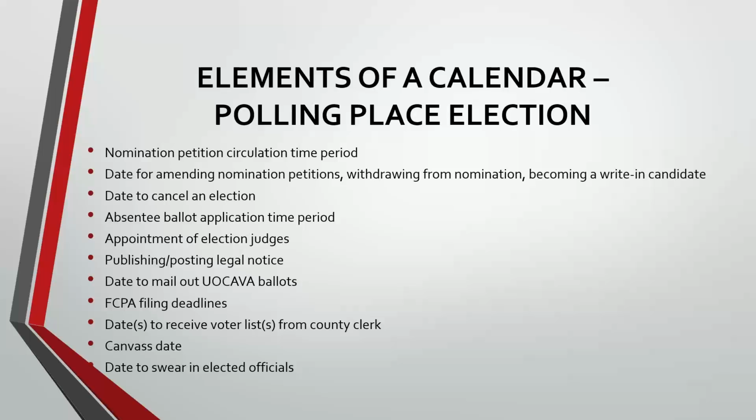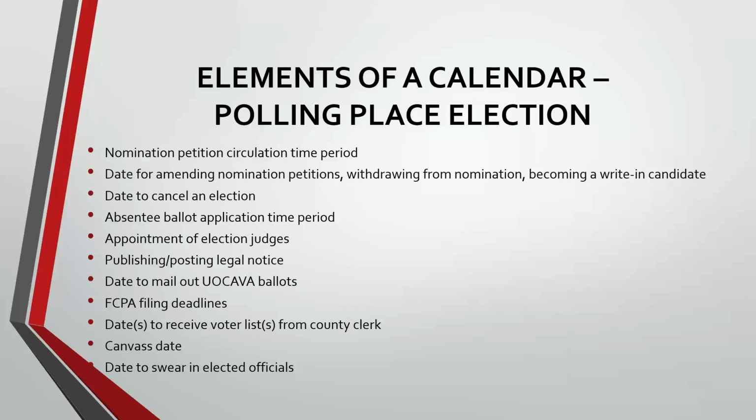When absentee ballots can be applied for, and remember, the absentee ballots must be requested on a written application form. When you're going to appoint the election judges in a polling place election, it's no later than 15 days before the day of the election. So you want to figure that date. Now, it doesn't mean you have to wait till 15 days. It's no later than. The date for publishing and posting your notice of election.